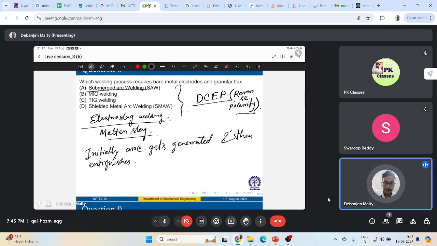So in order to make your heating more uniform, the electrode is often oscillatory in nature.